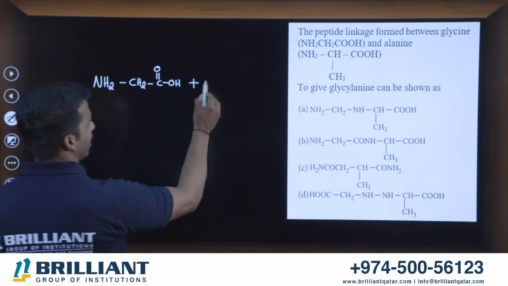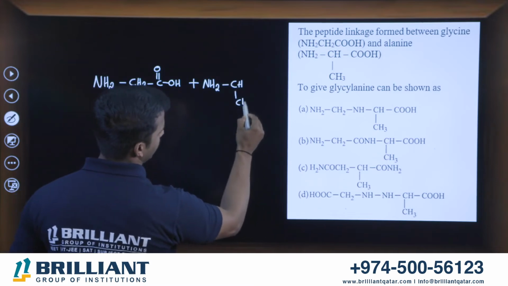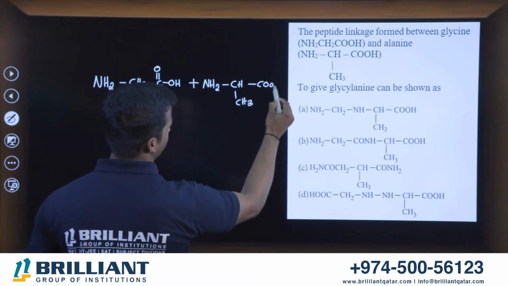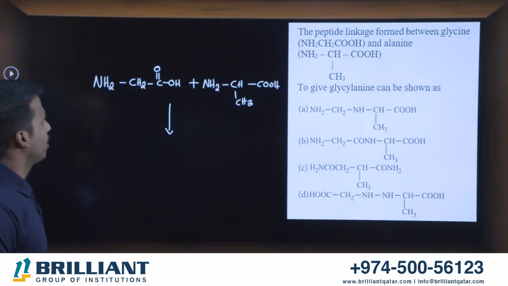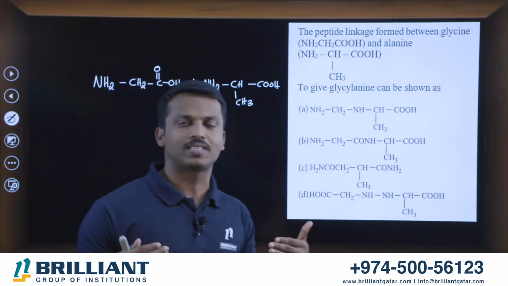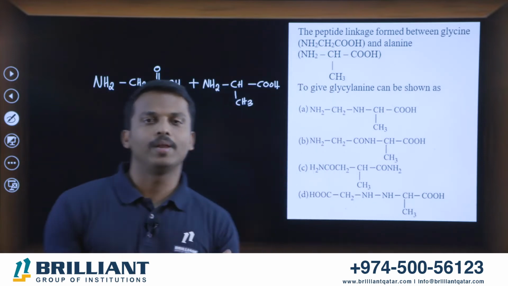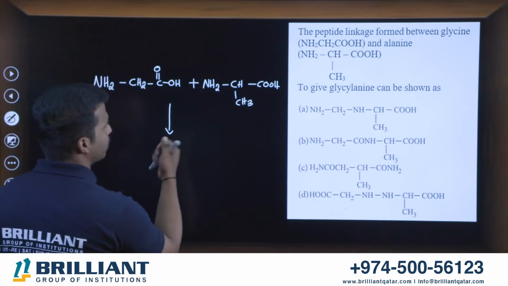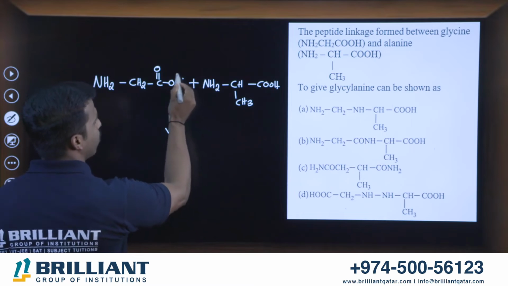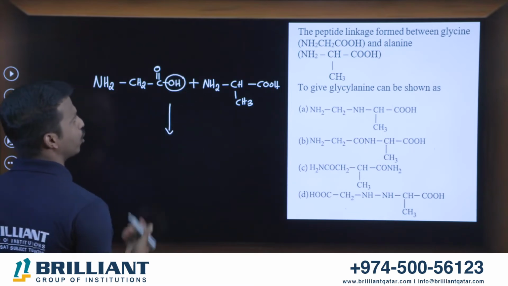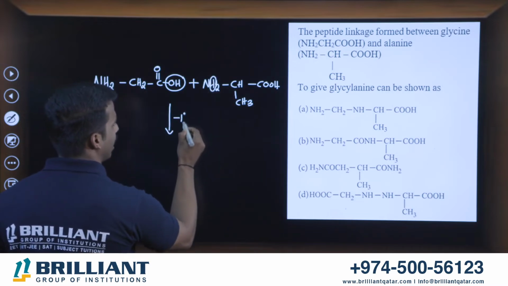Let me mix it with alanine. Let me write NH2, CH3, and we have COOH. Okay, let's react. What happened here? A very simple reaction: amino acids are joined together by the elimination of water. Wherever you can observe carboxylic acid, this is the interaction part, right? From the carboxylic acid, you can take the OH group. From the NH2 amine group, you can take one hydrogen, and you can eliminate water.